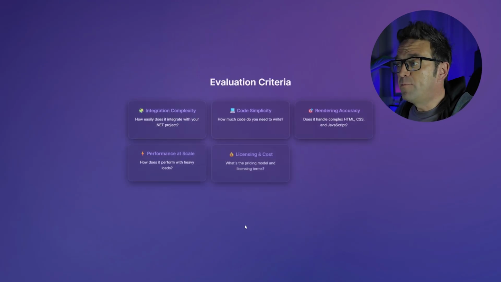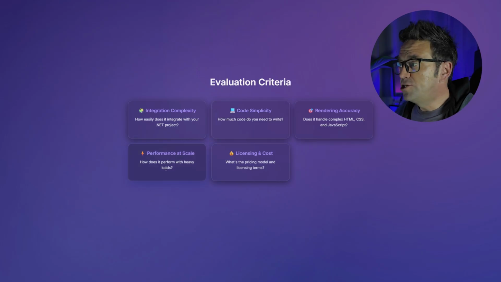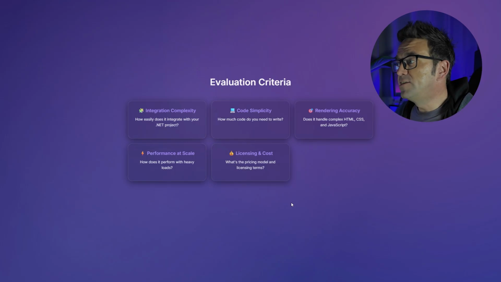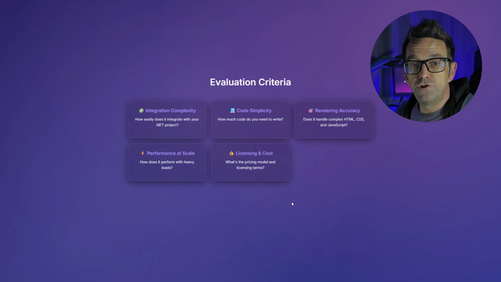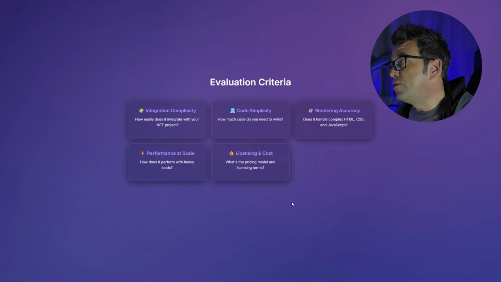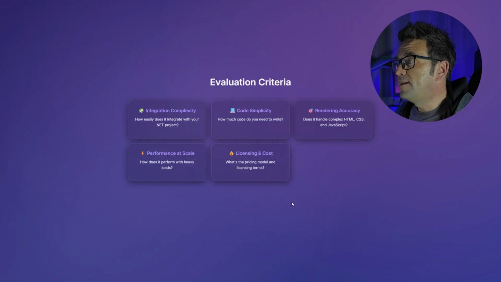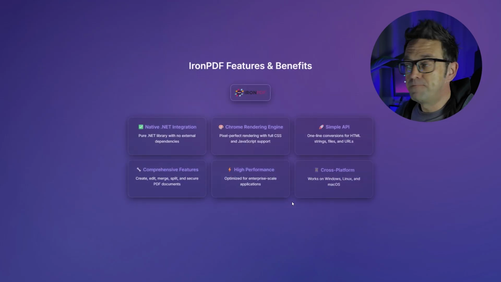We'll evaluate each library on 5 critical factors. Integration complexity, which is how easily it fits into your .NET project. Code simplicity, which is the actual lines of code you need to write. Rendering accuracy for complex HTML, CSS, and JavaScript. Performance at scale under heavy loads. And licensing costs that fit your budget.